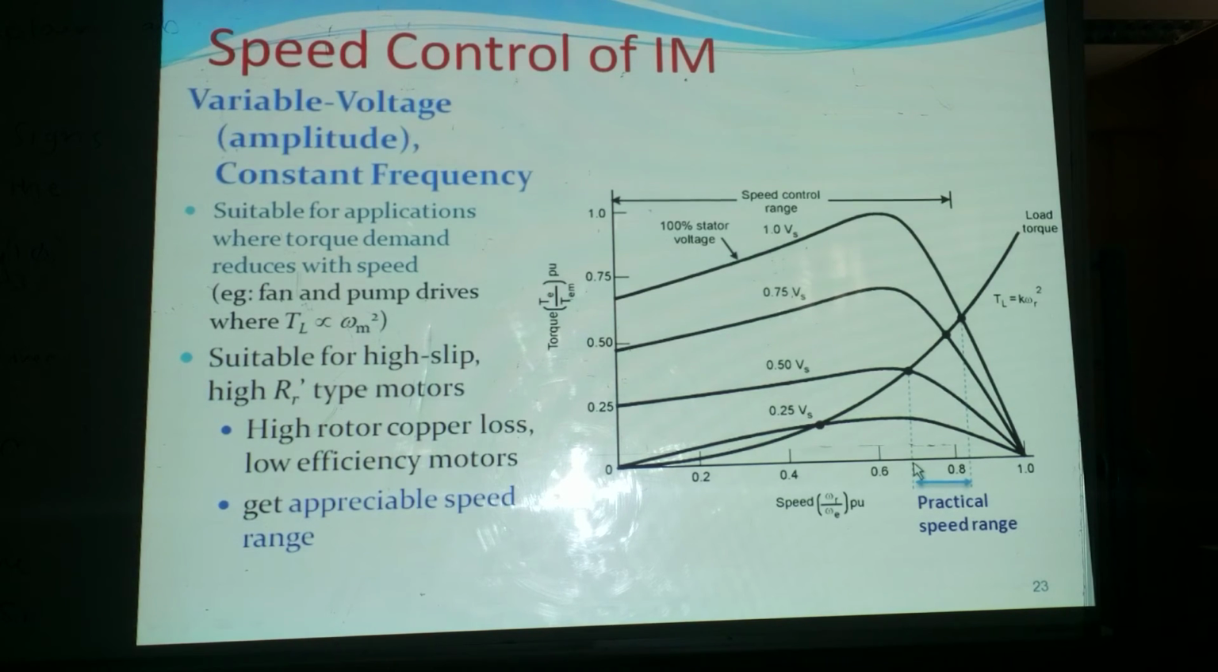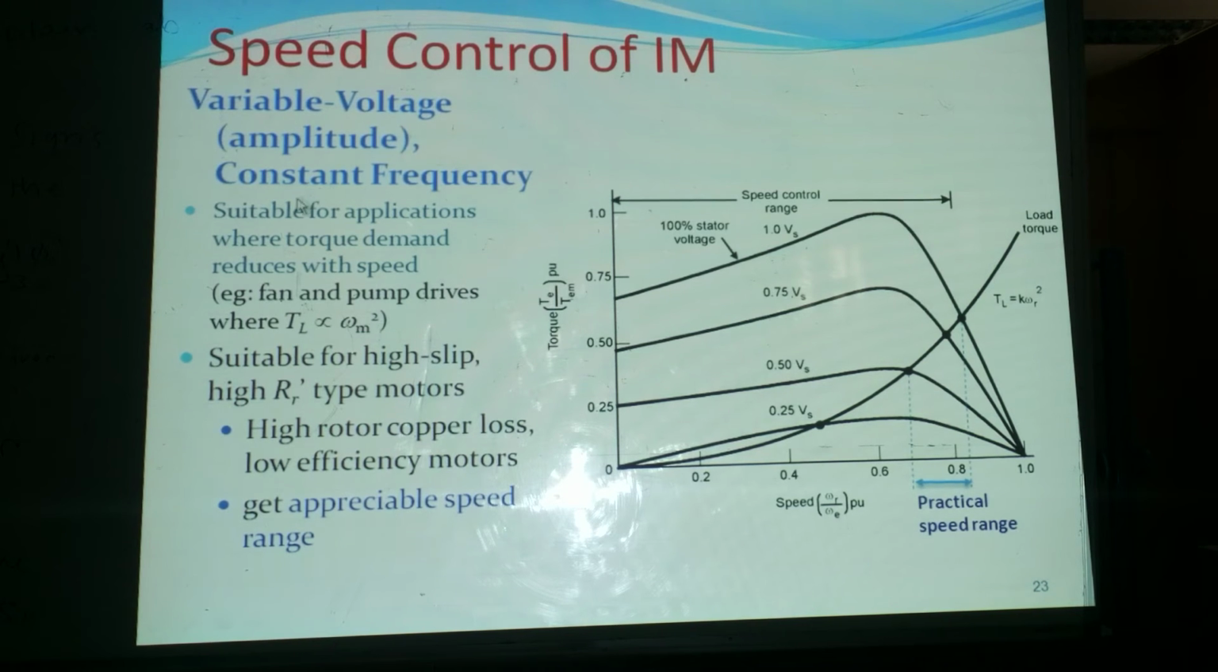If you want to operate the motor at this speed, you can select this operating point so that only 50% of supply voltage you can apply, so that power you can save. But see here, the practical speed range is only this one. Here also there is an operating point, theoretically we can say this one, but practically it is not possible to achieve this speed or this operating point.